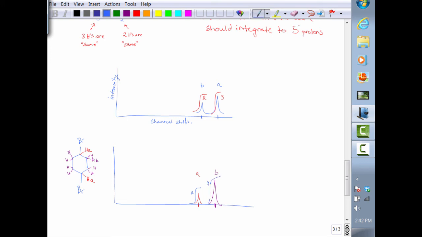But I'll warn you, your instrument doesn't know this. It's often that you'd actually get a ratio here of 1 to 4, and you have to use some other information to know that you have to double it. So it doesn't necessarily give you the exact number. It'll only give you the ratio between the peaks, or the ratio of hydrogens on each type of carbon.